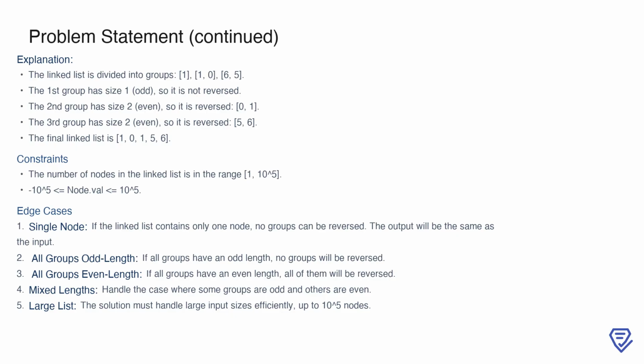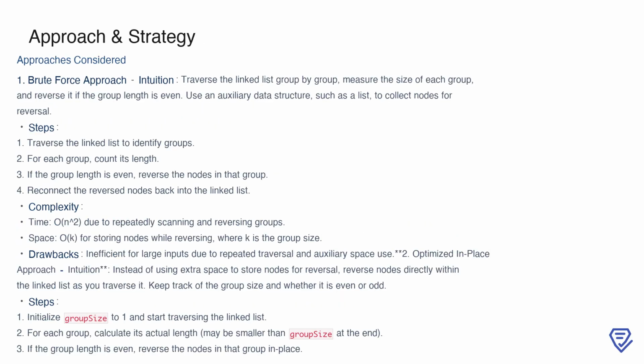Finally, the problem comes with several constraints and edge cases. For example, if there is only one node in the list, the output is the same as the input because no groups can be reversed. Similarly, if all groups have odd lengths, no groups are reversed. If all groups have even lengths, every group will be reversed. Additionally, the solution must handle large input sizes efficiently, as the number of nodes can go up to 10 to the power of 5. To solve the problem of reversing nodes in even length groups, we considered several approaches.